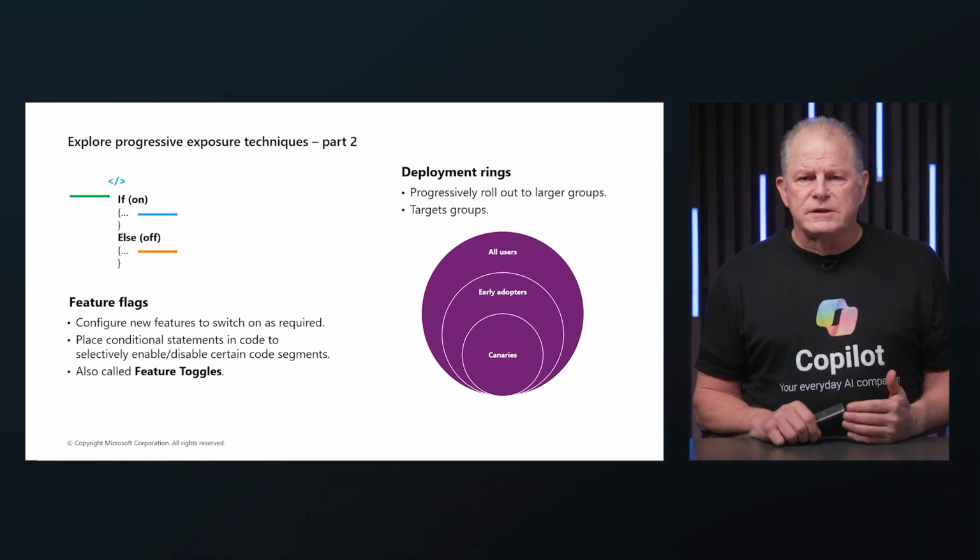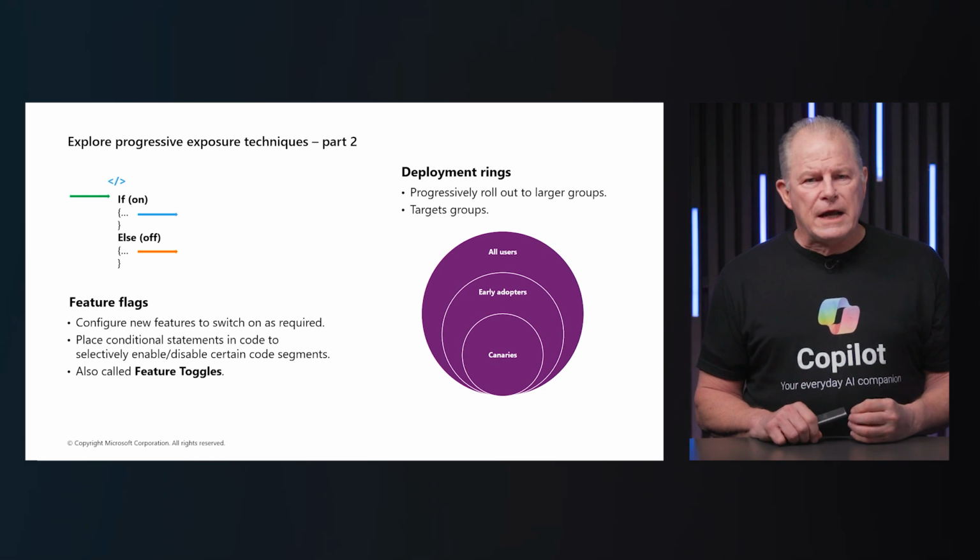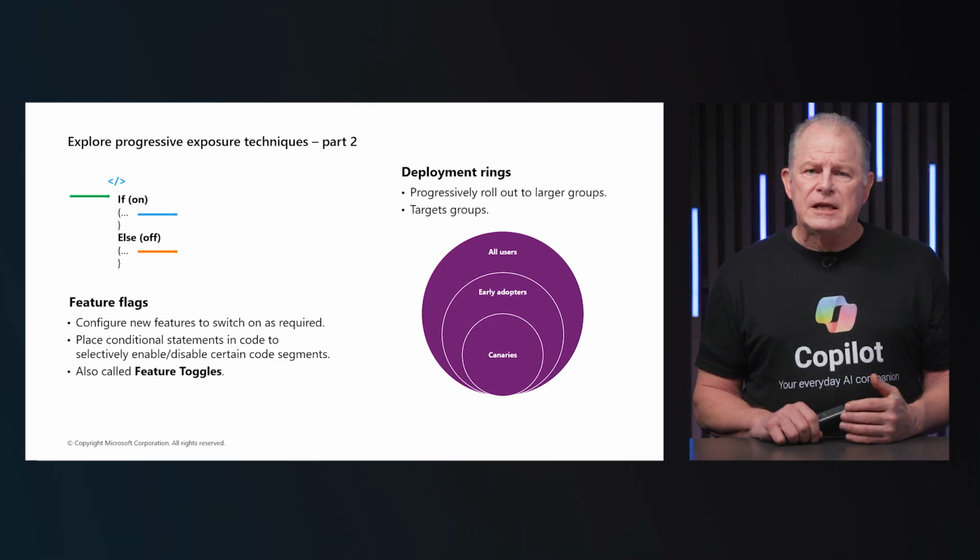Progressive exposure techniques like blue-green deployments, dark launches, feature flags, and deployment rings are essential for managing risk and ensuring smooth rollouts. By gradually exposing changes to users, we can identify and address issues early, minimizing impact and ensuring a better user experience.